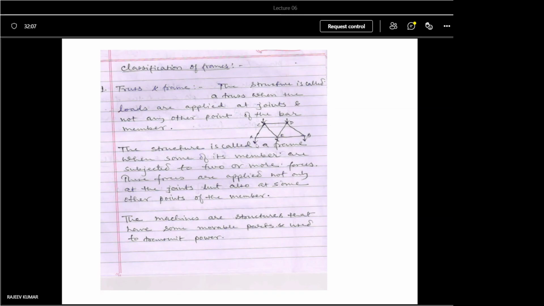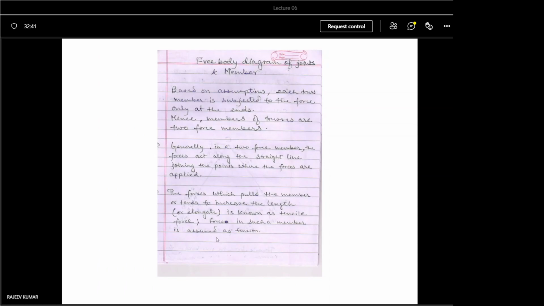If it is a frame, suppose a rod is there, remove this one, and this is a straight rod, and here at the middle point some load is acting, then it is called a frame. If you remove the CE member and ED member, then it will be called a frame. Okay. So machines are structures that have some movable parts and are used to transmit power.